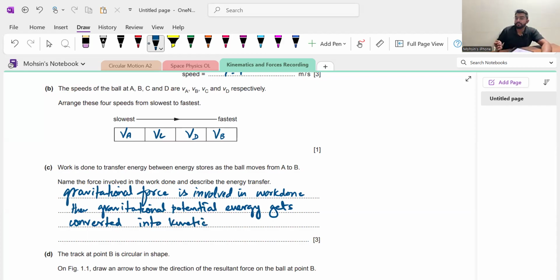Why is it kinetic energy? Because its speed is increasing. Initially, the speed was zero.